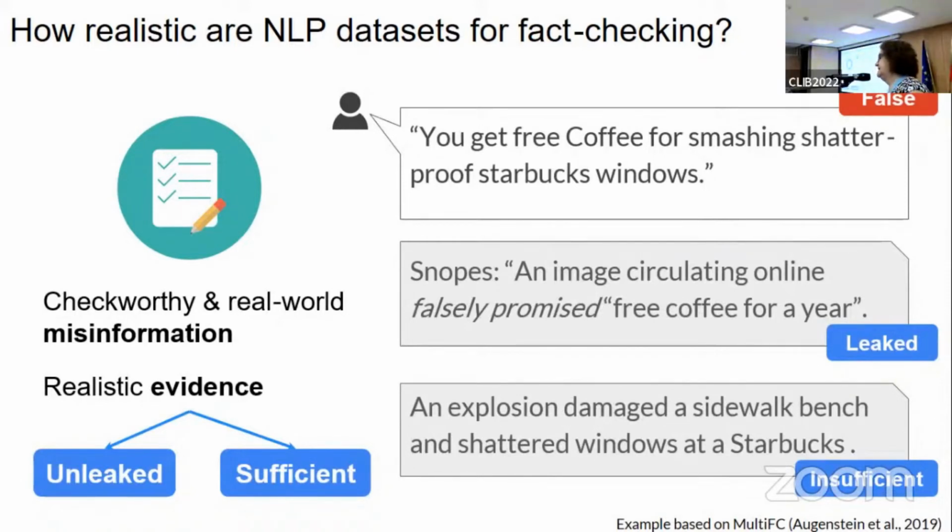However, in many data sets, the evidence that we find in the data set is actually not sufficient to reason about the claim. So for example, we can find a piece of text like an explosion damaged a sidewalk bench and shattered windows at a Starbucks. So we cannot really reason just with this information about the whole claim. And we find this a lot in the data sets. We only have partial evidence, and the evidence is insufficient to train a model.